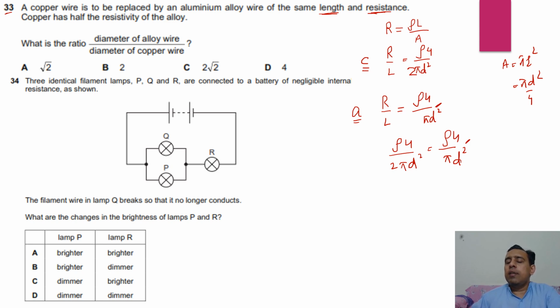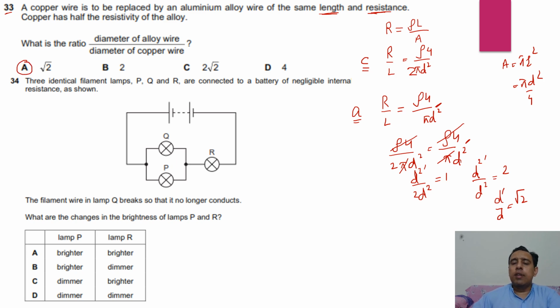Just solving it to cancel on either side, it is 1 over 2 d square, and this d dash square is equal to 1, so d dash square by d square is 2. By taking the under root on both sides, d dash by d is equal to under root 2, so option A is correct. Just a simple question, you have to make two relations and compare them.